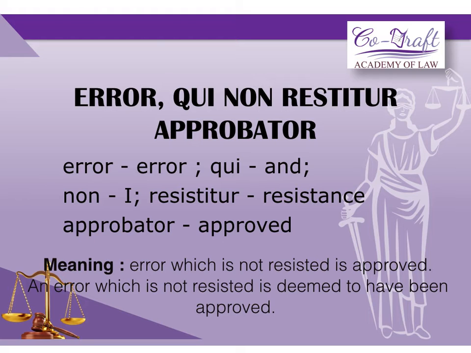It means an error which is not resisted is approved. That is, you are deemed to have approved the error. Error qui non restitur approbator. Error means error. Qui means and. Non means I. Restitur is resistance. Approbator means approved. So the error which is not resisted is approved.